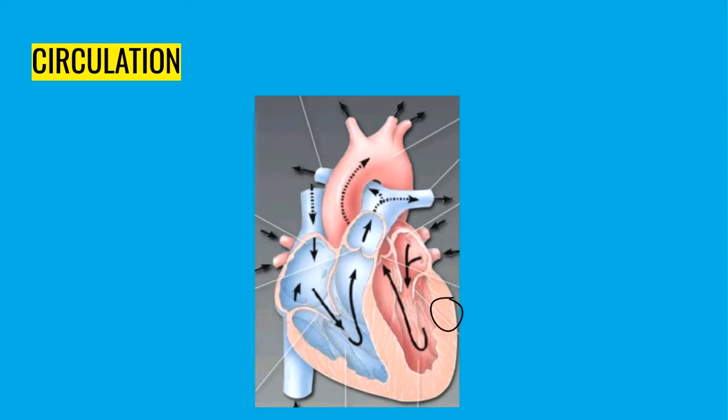So what's this part called? This part here. The blue right part. Atrium? Which one is which? So there was an atrium and there was a ventricle. So which one's the atrium and the ventricle?